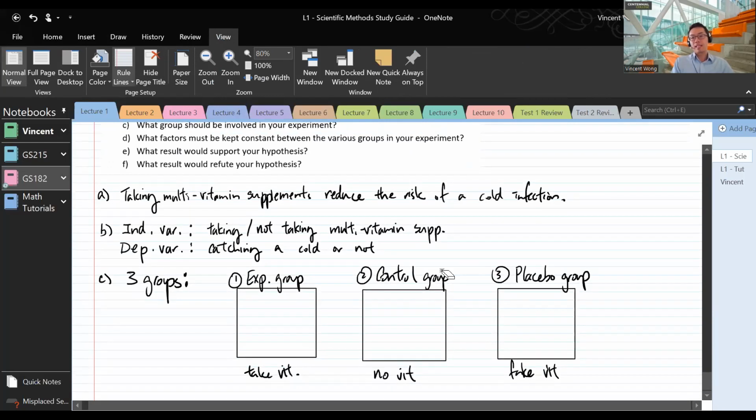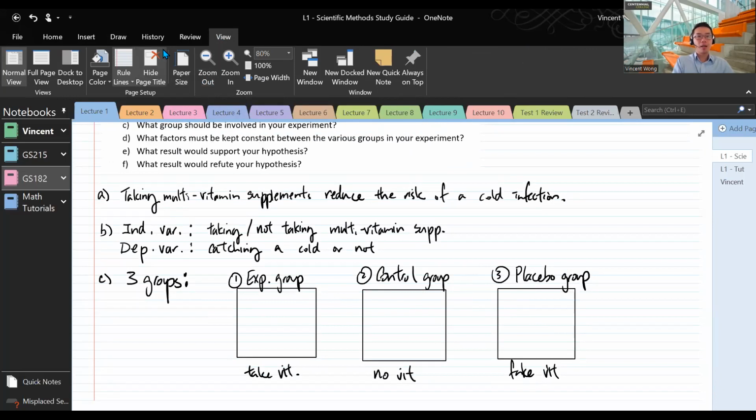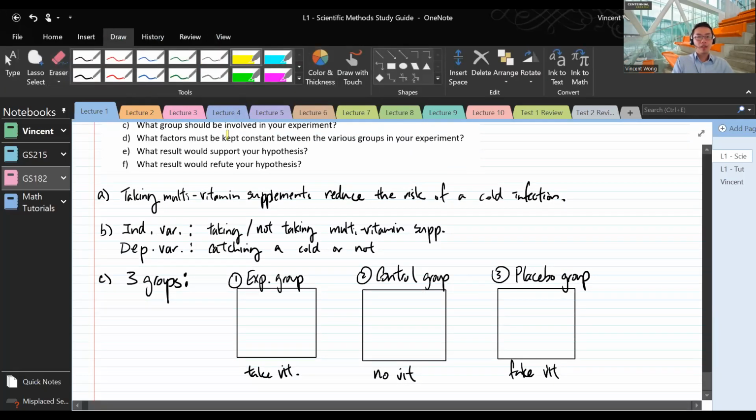Sometimes the control group is the placebo group. Sometimes you don't make a distinction, but that's what it is. Okay, D, what factors must be kept constant? What factor must be kept constant between various groups?